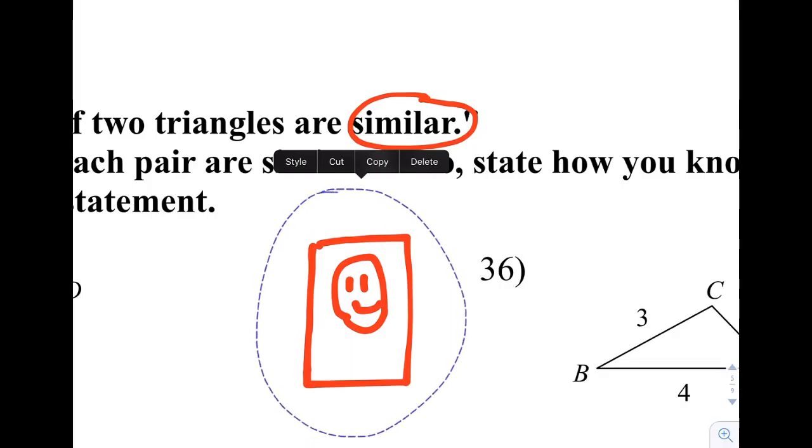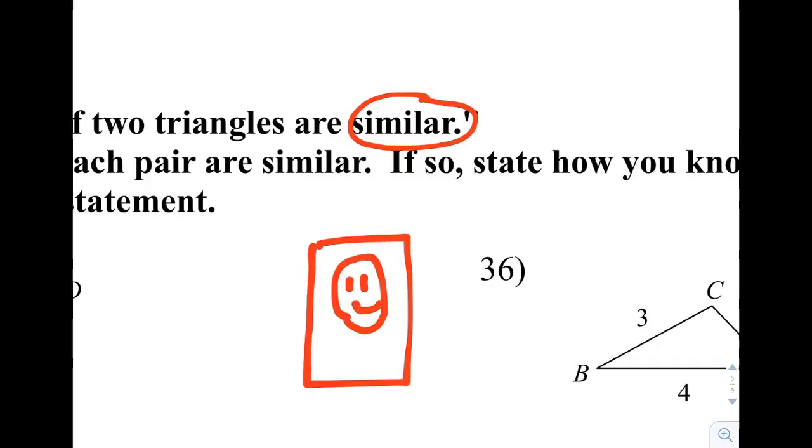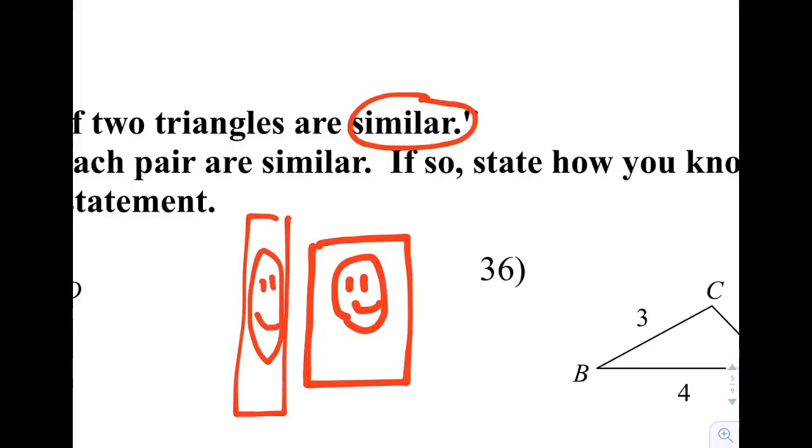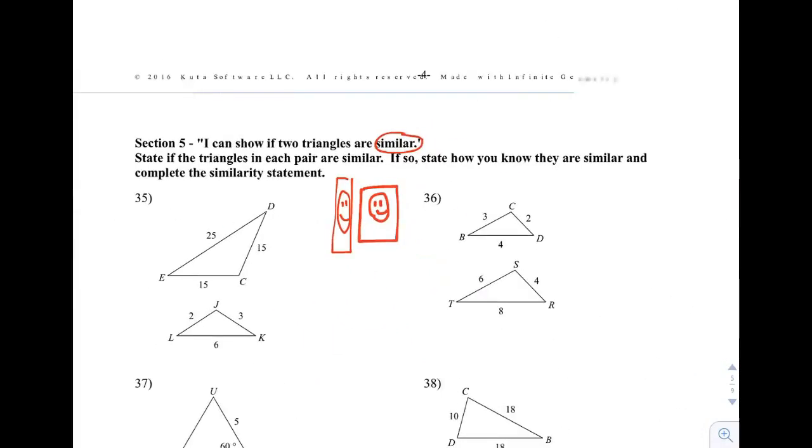So if I were to do something with this and it were to look like this, that would not be proportional. So that would be something different. To be similar, it can be different sizes, but it still needs to have the same ratios of the sides. It still needs to be in proportion. So let's try an example.